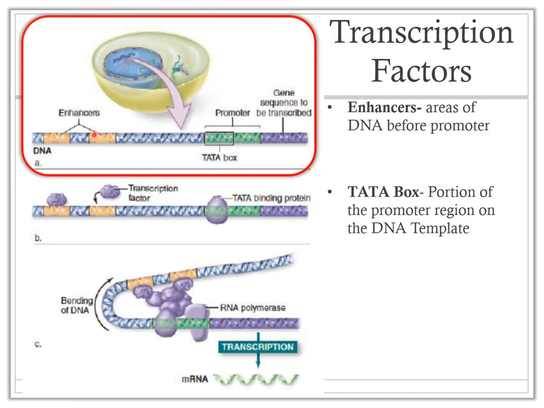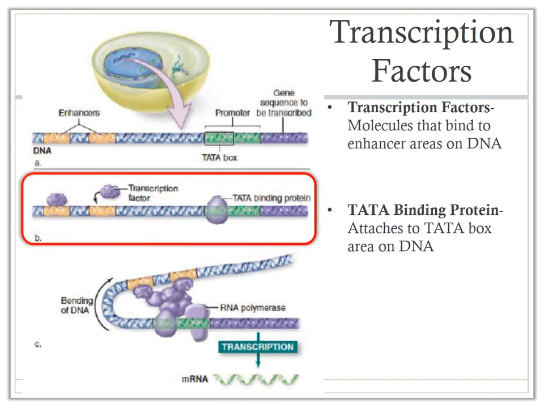Further down from the promoter, you've got these areas called enhancers. These could be way far away. In this picture, they show them really close to one another, but they could be way far away, distance-wise, from the actual promoter and the gene. And then you've got this portion of the promoter called the TATA box, which is an actual portion of the promoter that will allow for things to bind to it. Transcription factors are molecules that will bind to the enhancers.